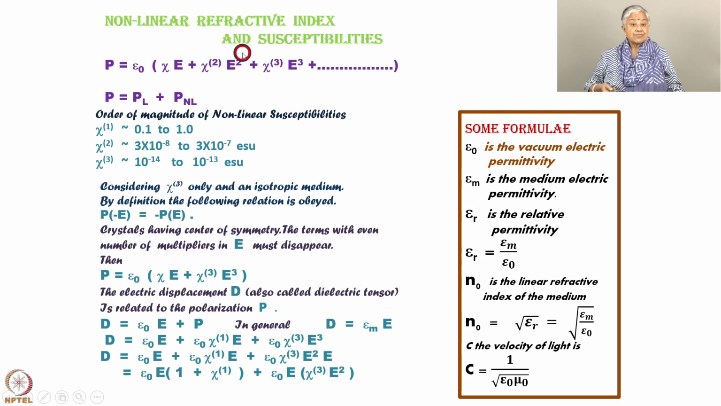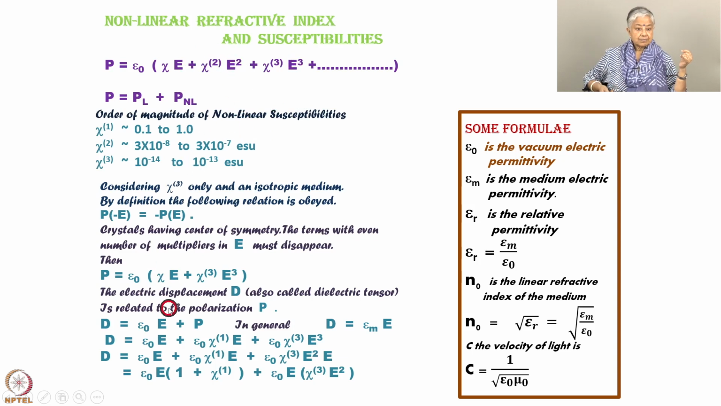Otherwise, if chi 2 is also present in a material, to detect even chi 3 becomes very, very difficult. The effects are taking place because of chi 3 in those materials, but you are unable to detect it. So now we have got rid of the chi 2 E square term.